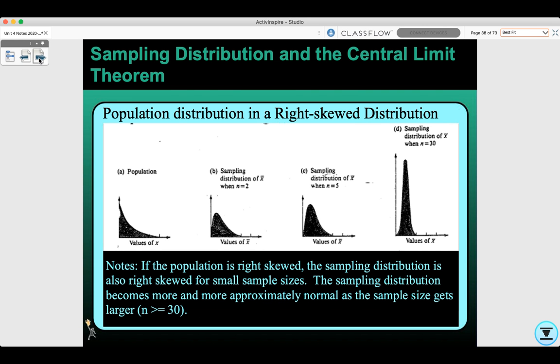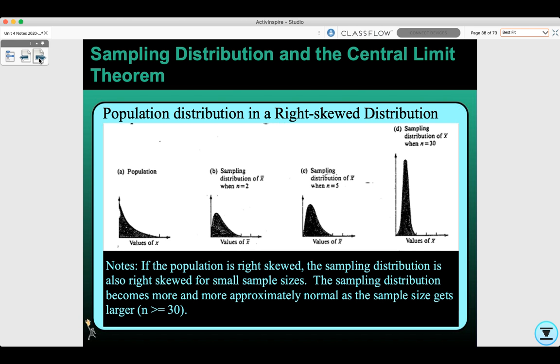Here we have a population distribution that is right-skewed. A is the population. B is a sampling distribution of x bar when n equals 2. C is a sampling distribution of x bar when n equals 5. And D is a sampling distribution of x bar when n equals 30.